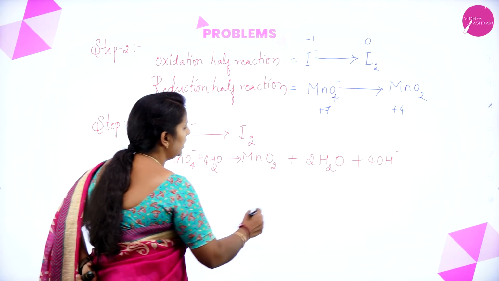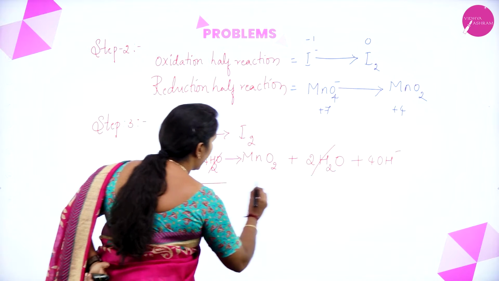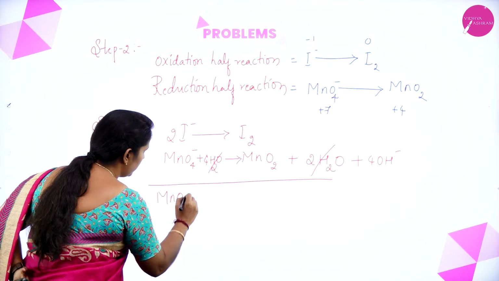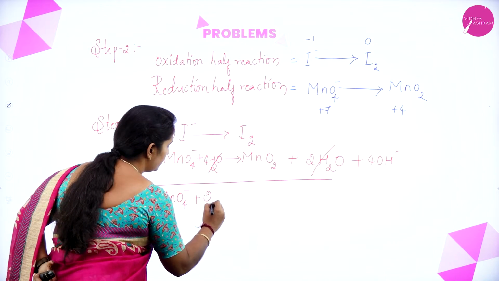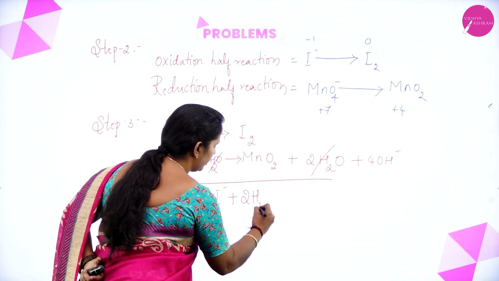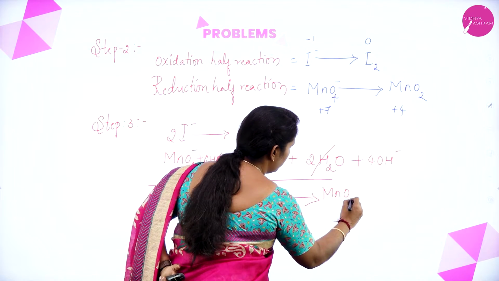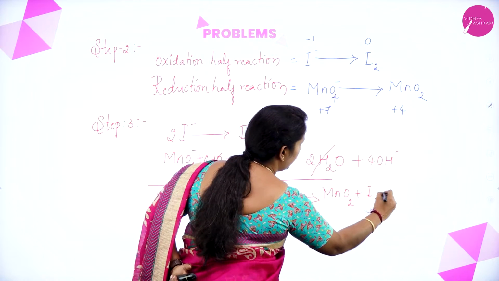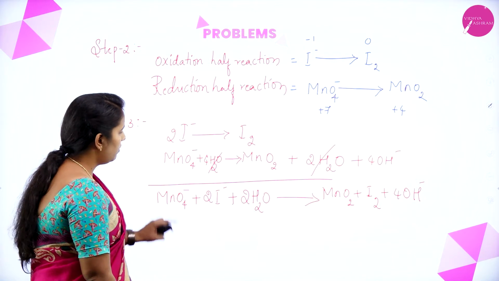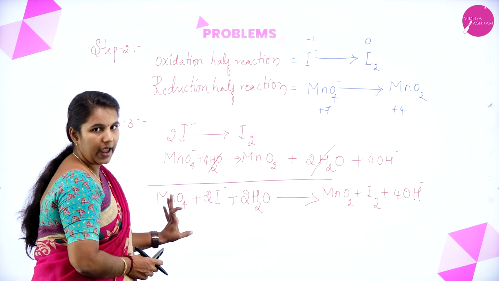Now I can cancel 2 water molecules with the 2 water molecules, and the entire equation can be written as: MnO4- plus 2I- plus 2 water molecules gives rise to MnO2 plus I2 plus 4 OH- ions. This is how, in the third step, we balance the oxidation and the reduction reaction.